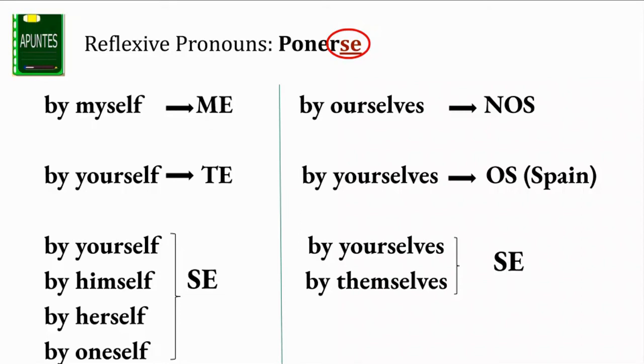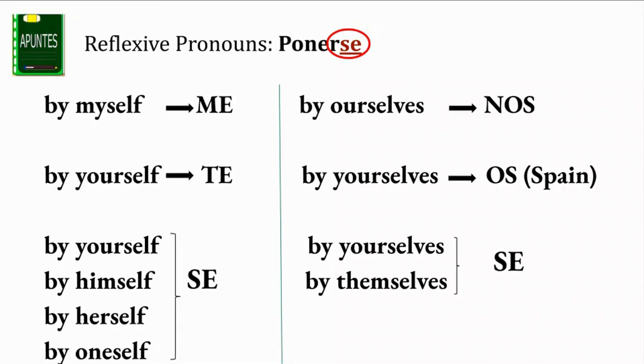If I'm talking about you performing a reflexive action, meaning that you are doing it by yourself and for yourself, I need to use te. Repetir, por favor. Me, te.